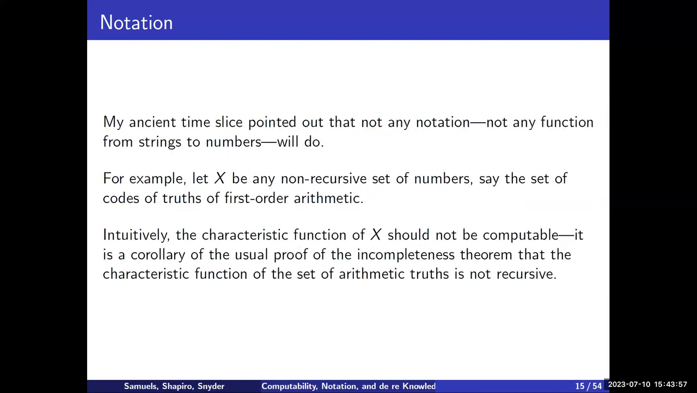Now, my ancient time slice pointed out that not any notation, not any function from strings to the numbers will do. Again, apologies for those of you who've heard this before, or if you actually remember this from 40 years ago. For example, let X be any non-recursive set of numbers, say the set of codes of truths of first order arithmetic. Intuitively, the characteristic function of X should not be computable. It's a corollary of the usual proof of the incompleteness theorem that the characteristic function of the set of arithmetic truths is not recursive.